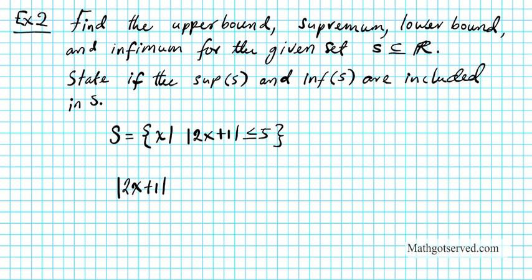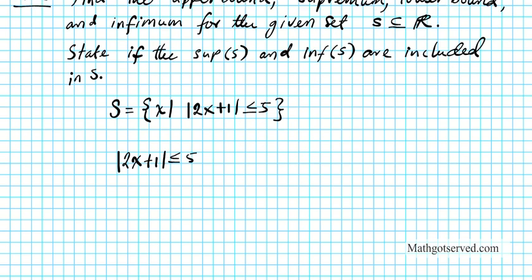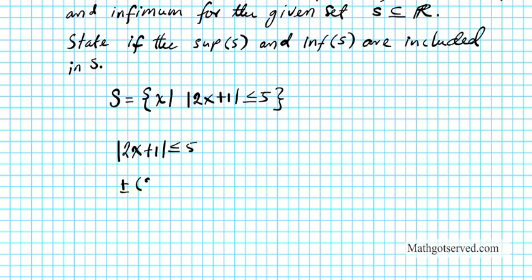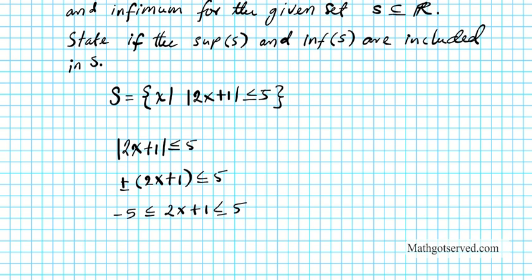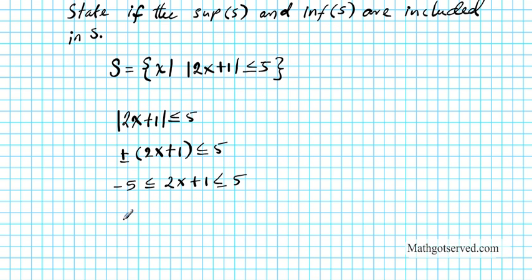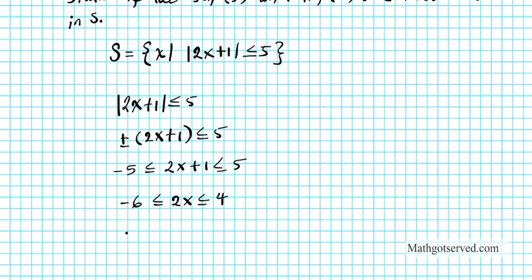The absolute value of 2x plus 1 is less than or equal to 5, so I can write this as a sandwich inequality: negative 5 is less than or equal to 2x plus 1, which is less than or equal to 5. Subtract 1 from all three sides, so negative 6 is less than or equal to 2x, which is less than or equal to 4. Then divide everything by 2. My final answer is negative 3 is less than or equal to x, which is less than or equal to 2.